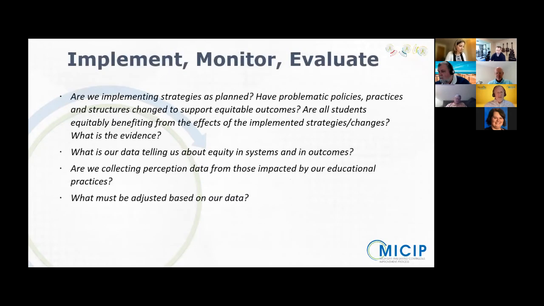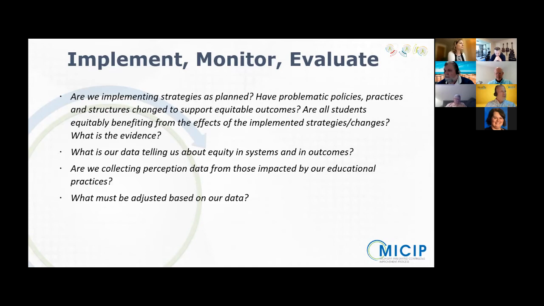And then finally, in terms of implement, monitor, and evaluate. As we've hopefully designed a plan that addresses the things that we have just talked about, then it comes back to that monitoring process. So are we implementing those strategies as planned, and have those barriers been addressed? Have those problematic policies, practices, and structures been addressed? And are all the students equally or equitably benefiting from the strategies and any changes that we're making? And again, what's the evidence? How do we know? Okay. What does our data tell us?